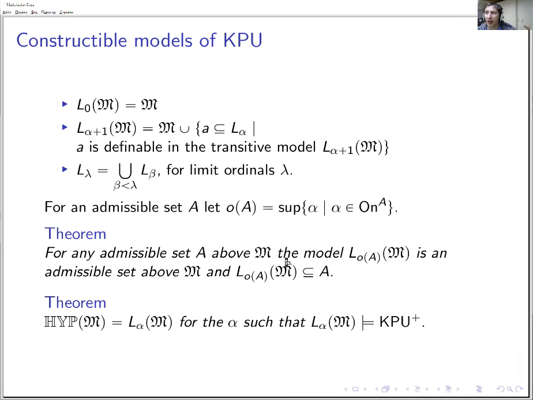As in the case of ZFC, the constructible universe is the least internal model, and so from this point of view, this gives us this theorem.